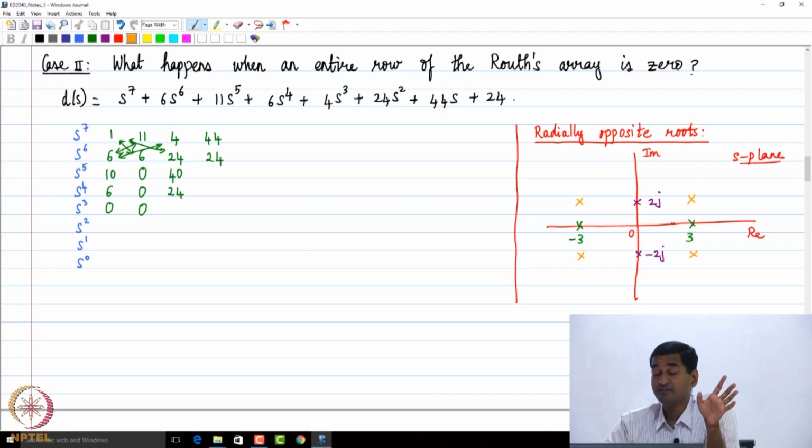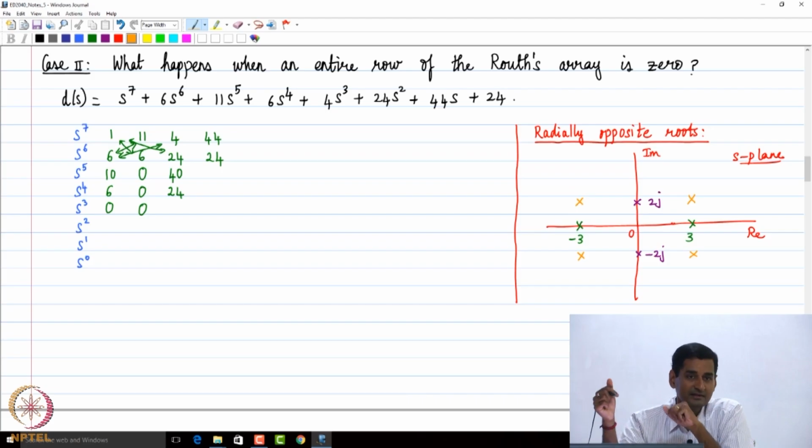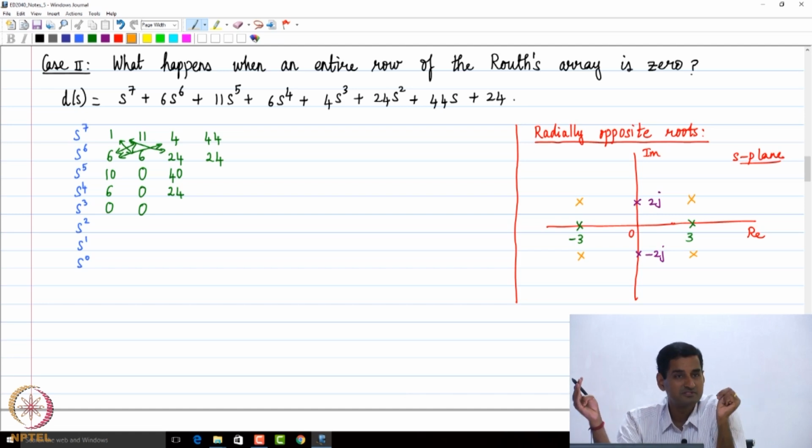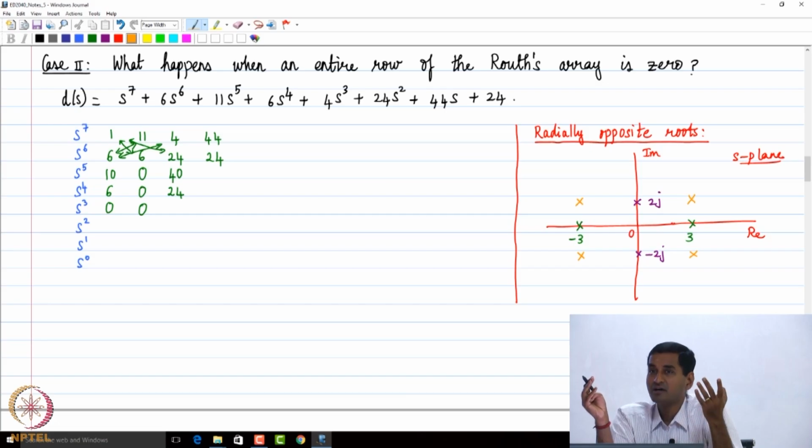And if you have radially opposite roots lying anywhere else, what will happen is that you are going to have -3 plus or minus 2j, and 3 plus or minus 2j. Okay, that's also a radially opposite set, right? So of 4 roots, but essentially they are radially opposite to each other. So that's the definition of radially opposite roots.